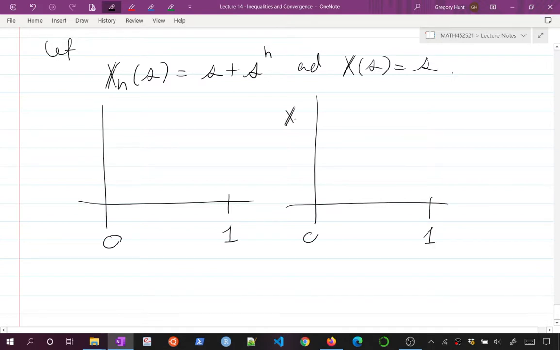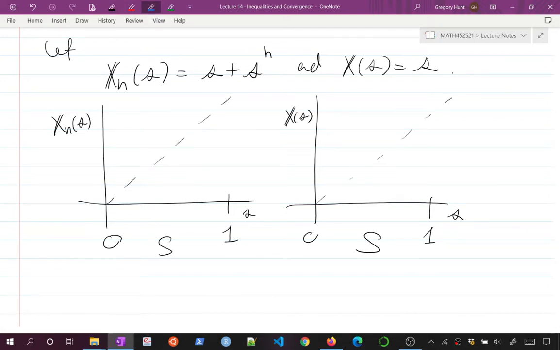And we could look at X of s. So we have s here. This is like our sample space, our s-axis. And then we have X_n of s. And here's maybe our 45-degree line. So the limiting random variable is just this identity function. Map 0 to 1 to 0 to 1. So that's my X.